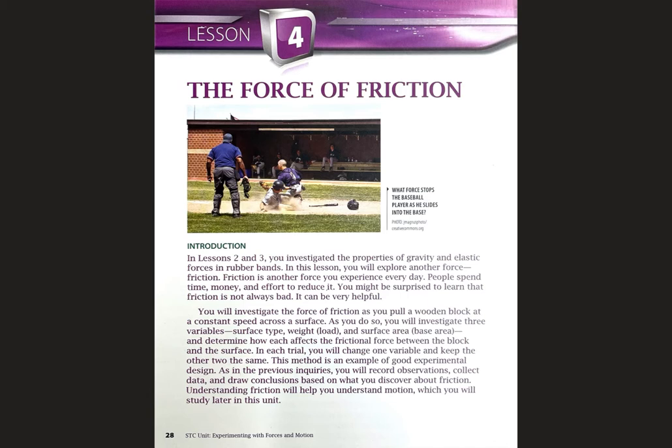You'll investigate the force of friction as you pull a wooden block at a constant speed across a surface. As you do so, you'll investigate 3 variables: surface type, weight or load, and surface area or the base area, and determine how each affects the frictional force between the block and the surface. So that's lessons 4.1, 4.2, and 4.3, because you can only look at one variable per lab. In each trial, you will change one variable and keep the others the same. This method is an example of good experimental design.